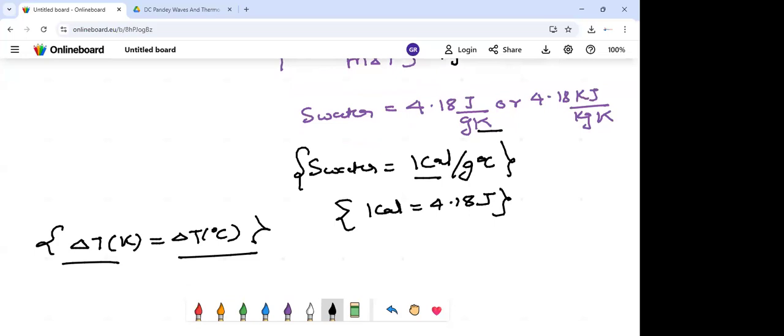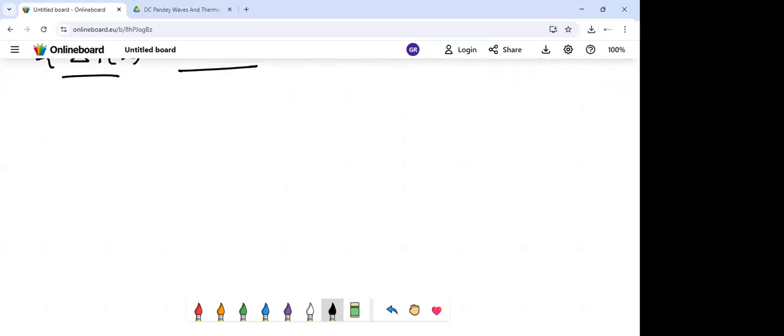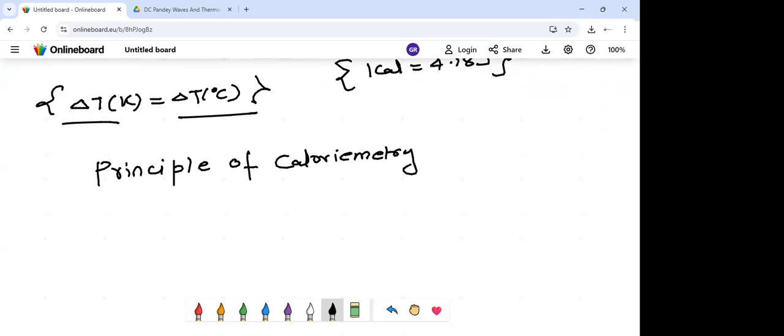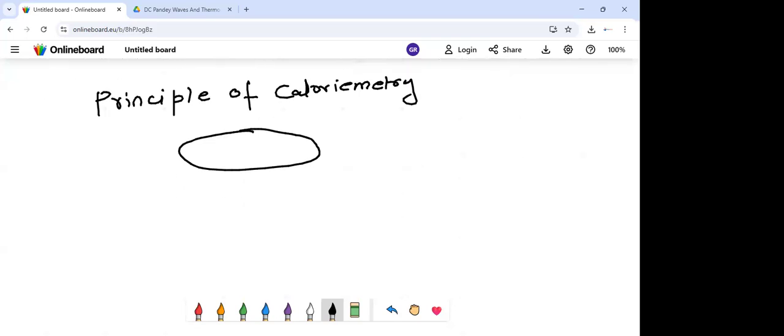All right, everyone. So let's start with a very basic question. Actually, there is a principle of calorimetry. Let me discuss that also. Then we will come to the part where we will start doing the questions. A calorimeter is an insulated device. It's like a thermos where nothing is going in and nothing is coming out.